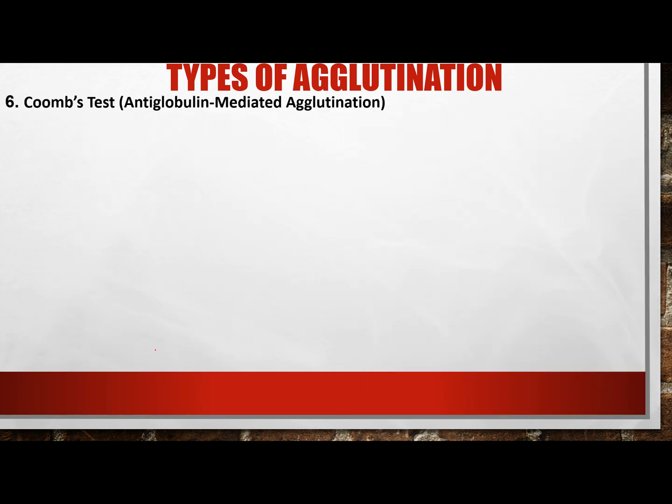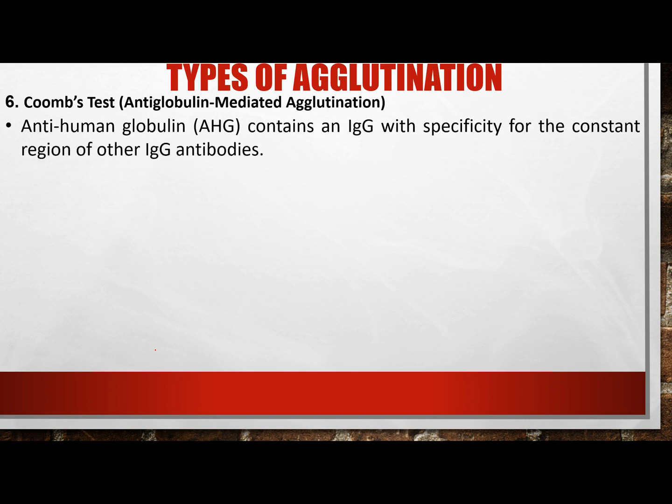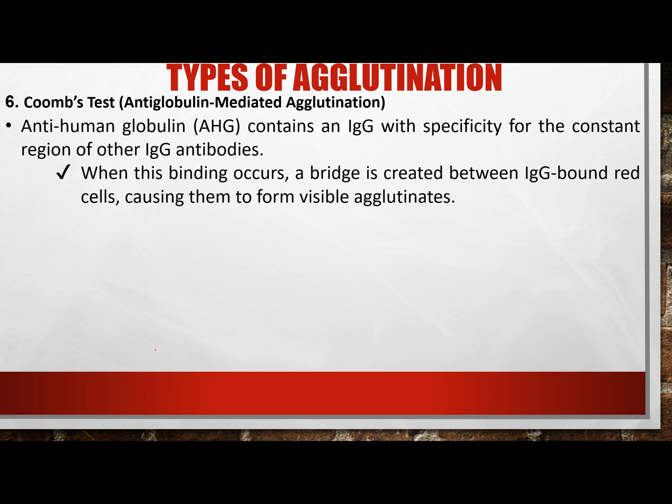Then let's go to the Coombs test, class, or the antiglobulin mediated agglutination. So this is the one that I mentioned wherein they created an antibody that targets the Fc portion of an IgG. So the anti-human globulin contains an IgG with specificity for the constant region of other IgG antibodies. When this binding occurs, a bridge is created between IgG-bound red cells, causing them to form visible agglutination.